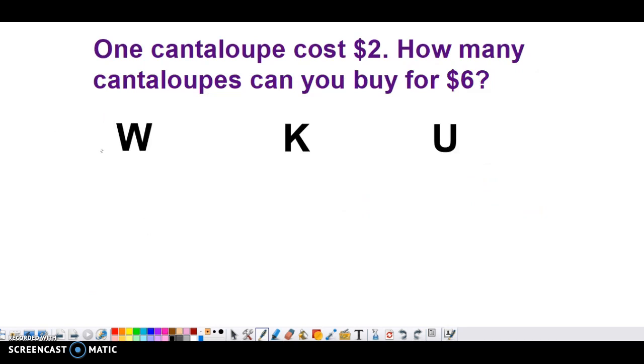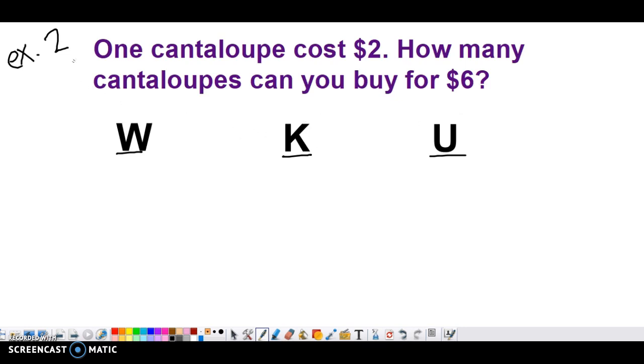Okay. Example 2, and yes, I want you to write down the whole problem. I hope I said that in the first one. If I didn't, you guys may have to go back and write it down. Example 2, yes, I want you to write everything down. This time you can just write WKU for words, what do I know, what is unknown.